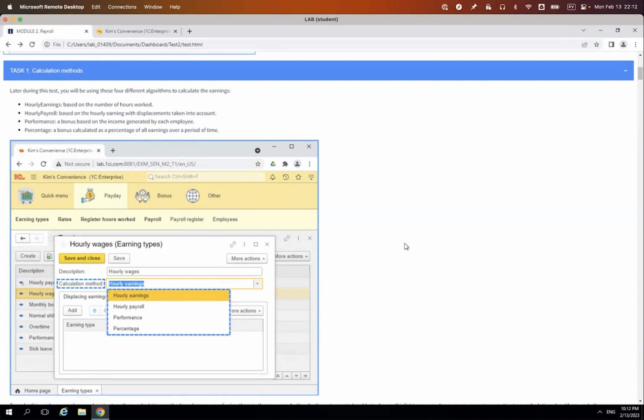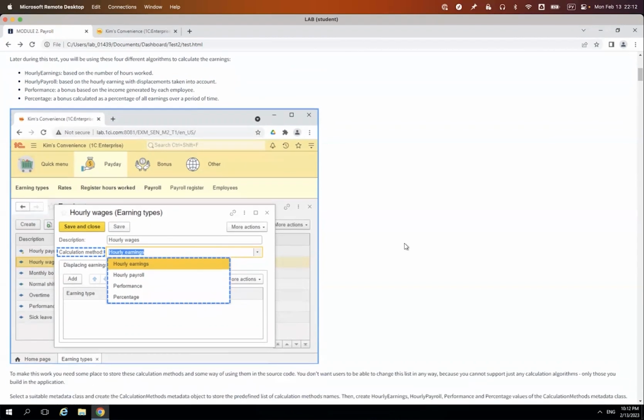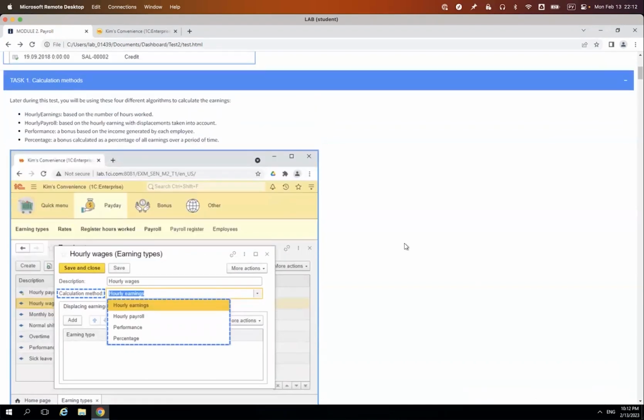The idea of the calculation method is that it's the specific way of calculating how much you need to pay your employee depending on different situations. So it's basically a formula where you specify some inputs like yearly salary or hourly rate and the number of hours worked. And based on this input, this formula calculates the output, which is how much you need to pay this person. So this is what calculation methods are.